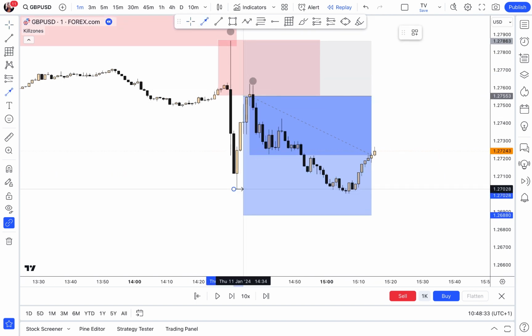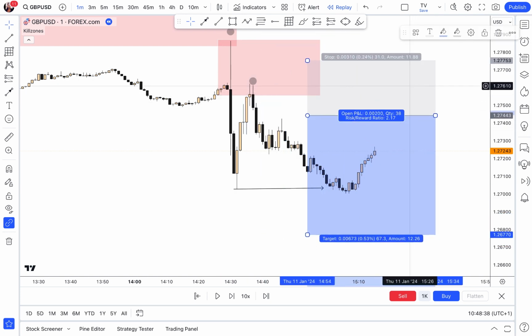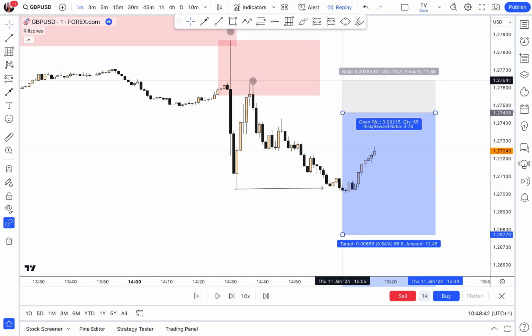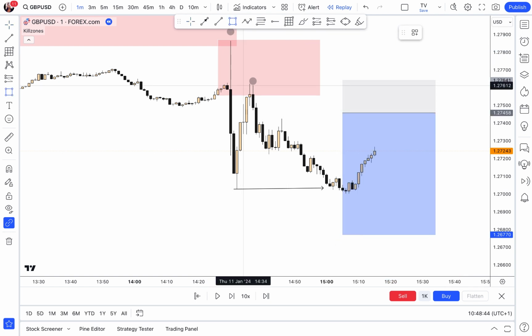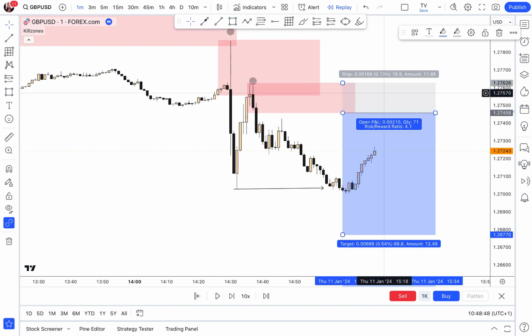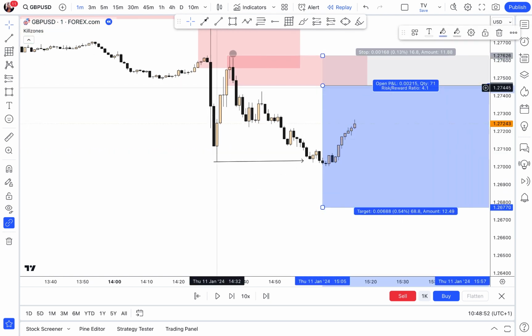So this is another low that has now been taken out. So we could possibly get sell opportunities at this level right here now. This is a new zone to get sell trades from, which is about 16 pips. Let's see if we will get tapped in.